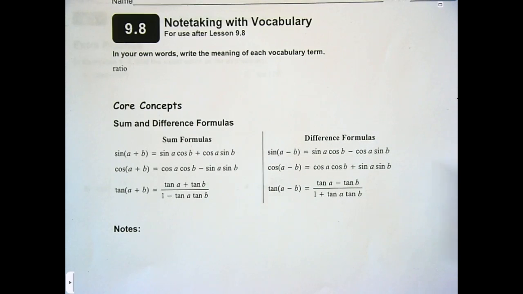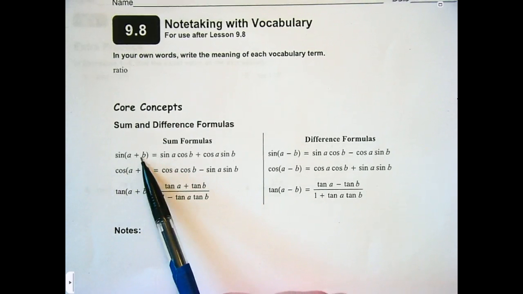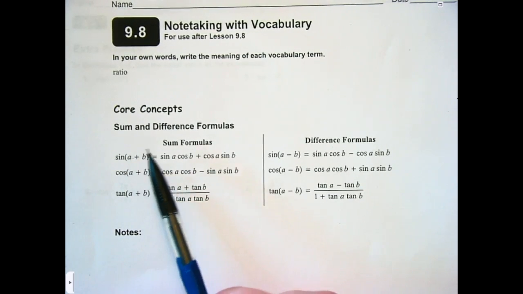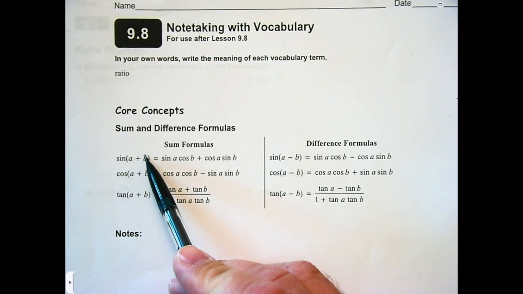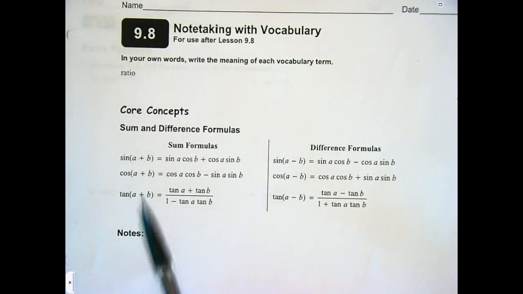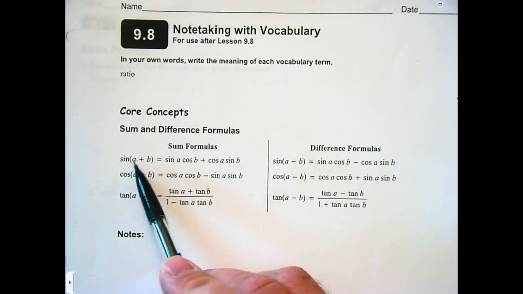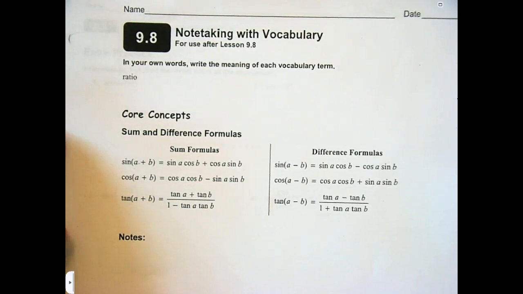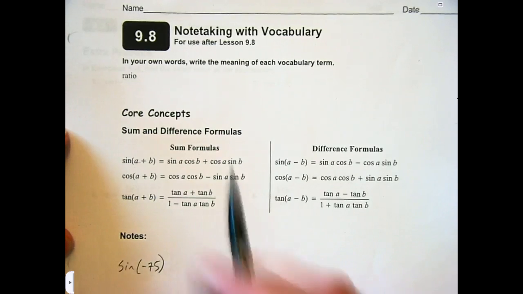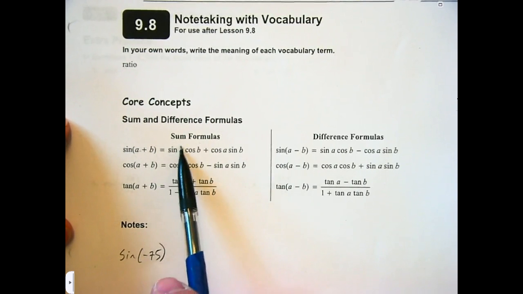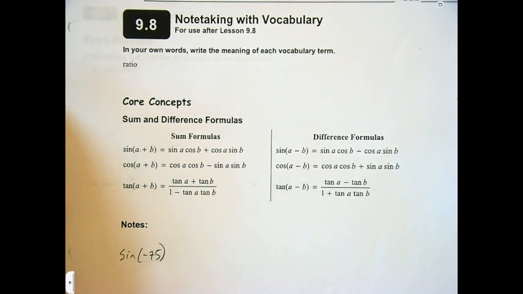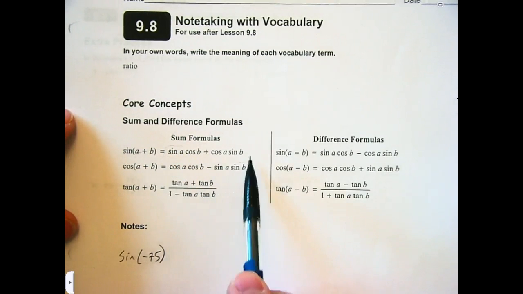Sum formulas say that sine of A plus B, so if I have two angles, for instance, 15 and 20 make 35. If I could break an angle apart, or even better, let's use, say, negative 75 here. So let's say I have sine of negative 75, and I wanted to find an exact value for that. What I could do is use what's called a sum formula.